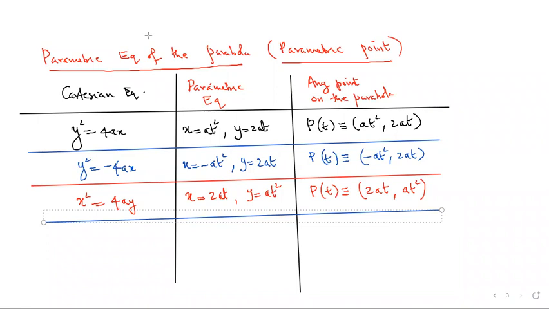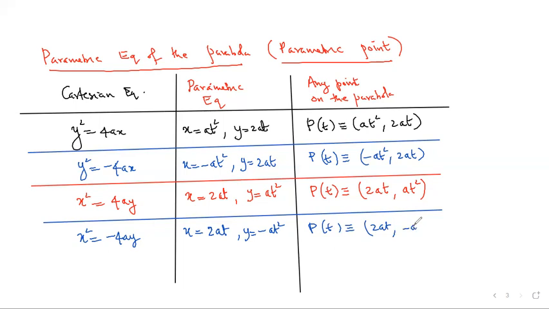Then comes x square equal to minus 4ay. So x will be positive. Y should be negative. Okay. X is 2at and y is minus at square. So coordinate of P of t will be 2at comma minus at square.